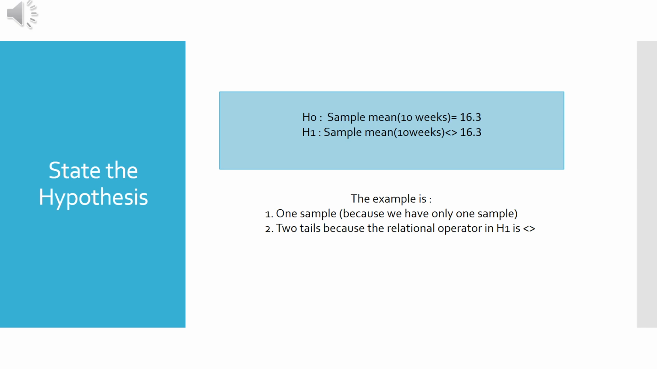This example is one sample because we have only one sample. It is two tails because the relational operator in H1 is does not equal.